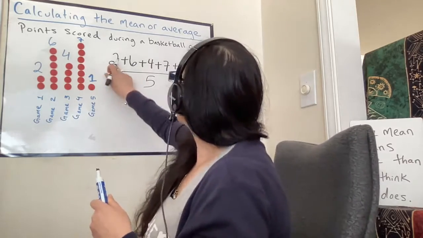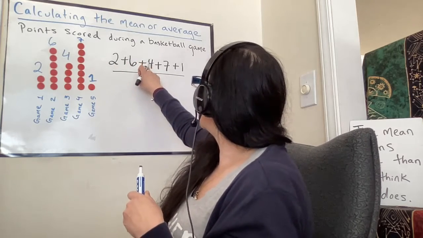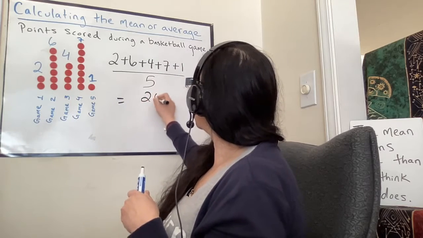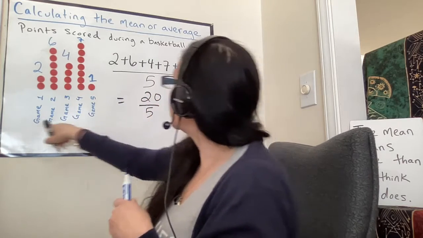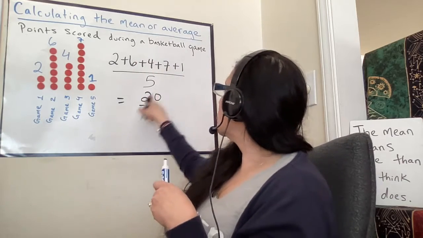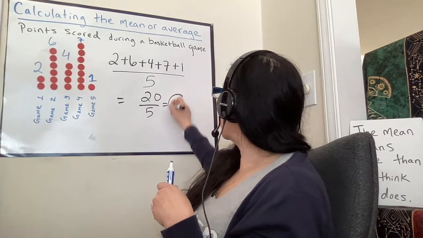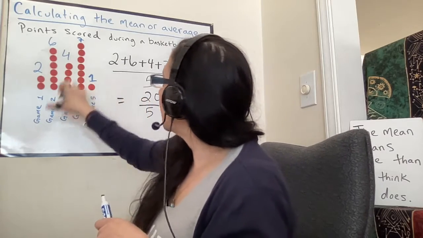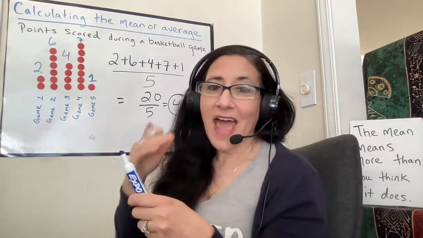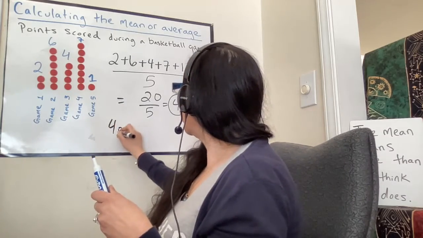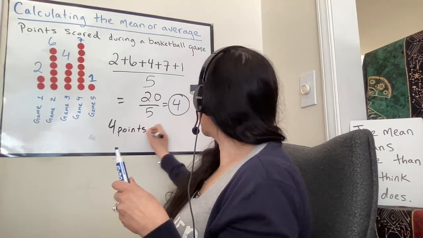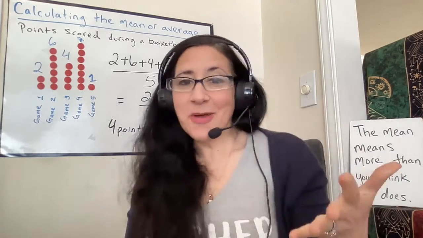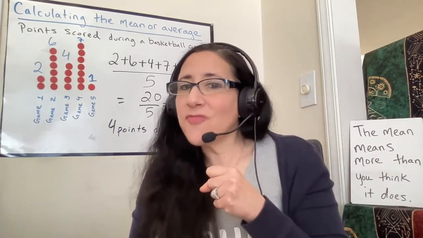So let's add. 2 plus 6 is 8, 8 plus 4 is 12, plus 7 is 19, and plus 1 is 20. So I have 20 divided by 5. Again, the 5 represents the number of games. So 20 divided by 5 is 4. Okay. So what this represents is that this person is scoring on average 4 points a game. So if I were to think about this player, I would imagine that anytime I watch this player, they're going to score around 4 points a game.